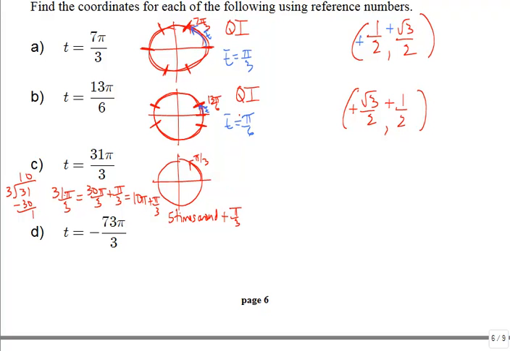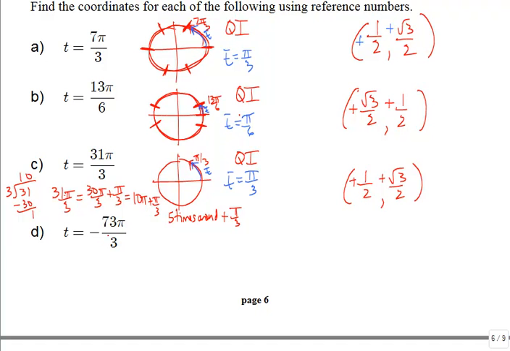That's what this means. So our t-bar, our reference point here, is that extra pi over 3 that we had to go. And just like all the other ones, this ended us up in quadrant 1. So because it was a pi over 3 reference number, we're going to have the 1/2 coming first, then the root 3 over 2, and in quadrant 1, both of these are positive.